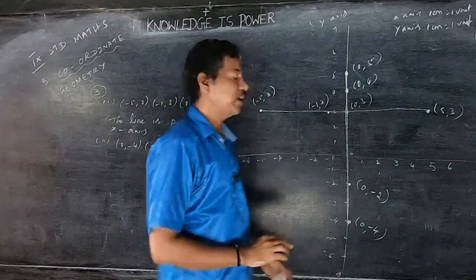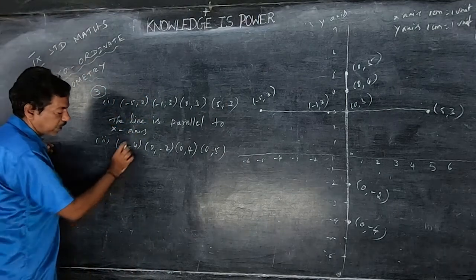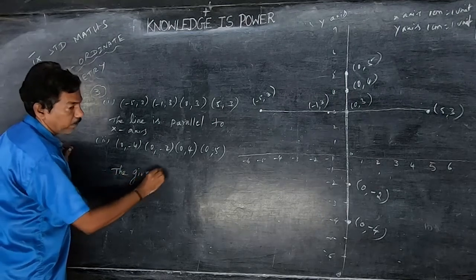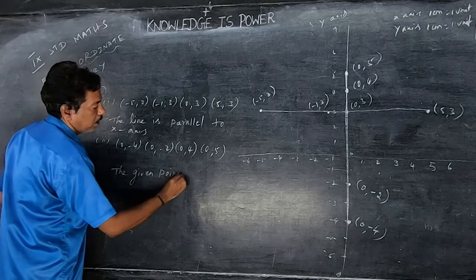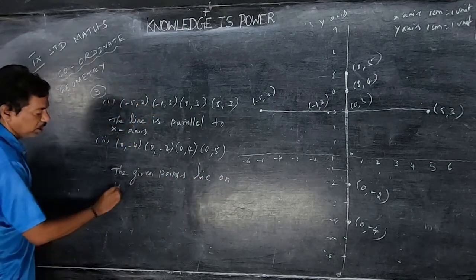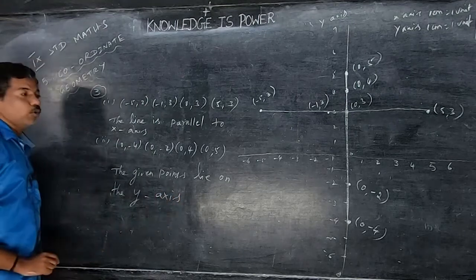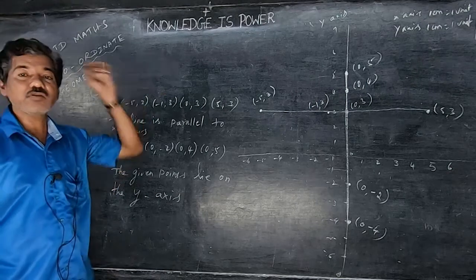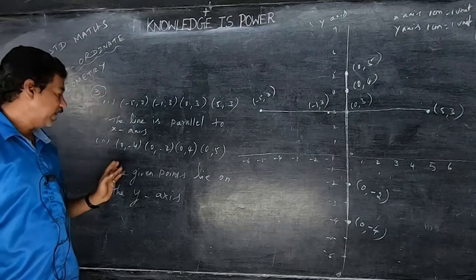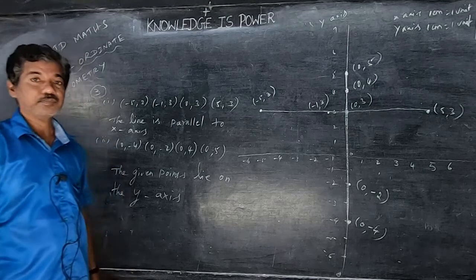Okay, the given points lie on the y axis. So that's the way we can put it: the given points lie on the y axis. Can you follow?